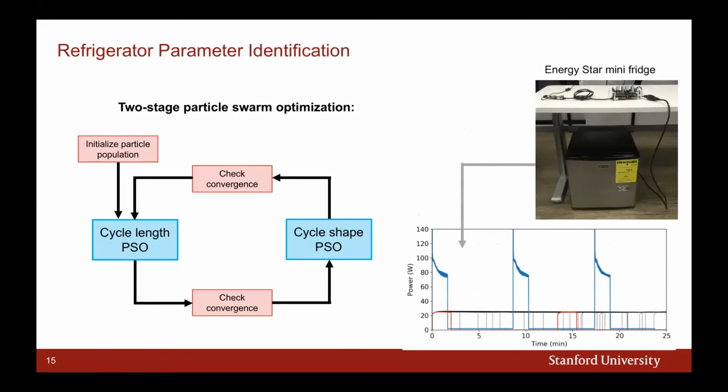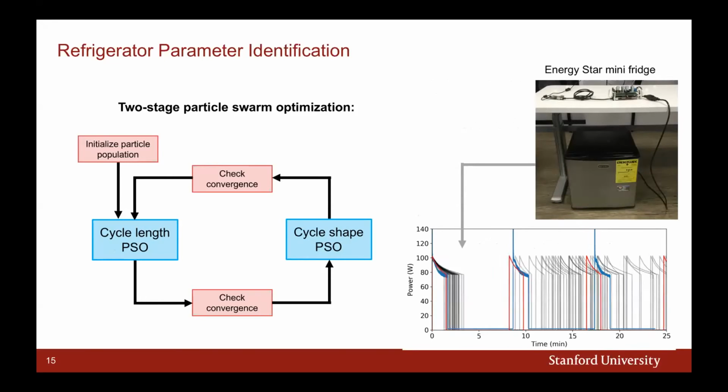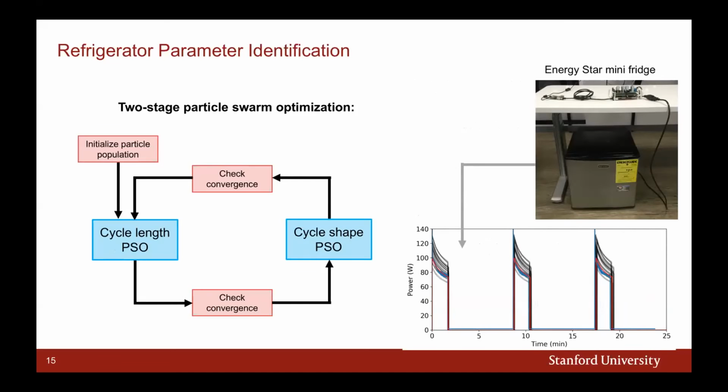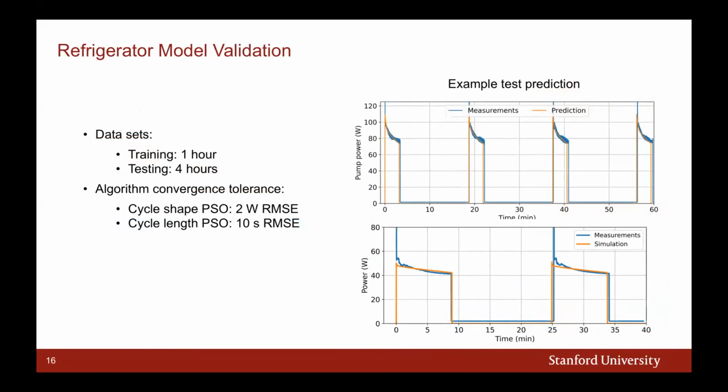We can see how this plays out in an animation where we show the iterations of the particle swarm optimization. We can see how when the particle swarm is varying in the time domain, we're optimizing over cycle duration, and then in the power domain, we're optimizing for the shape. And we can see how it converges on a fairly accurate solution. So this just shows some measurements versus prediction for some refrigerators. Here we used an hour of training data. And we can see that even with only an hour of training data, we can get to extremely low RMSE errors.